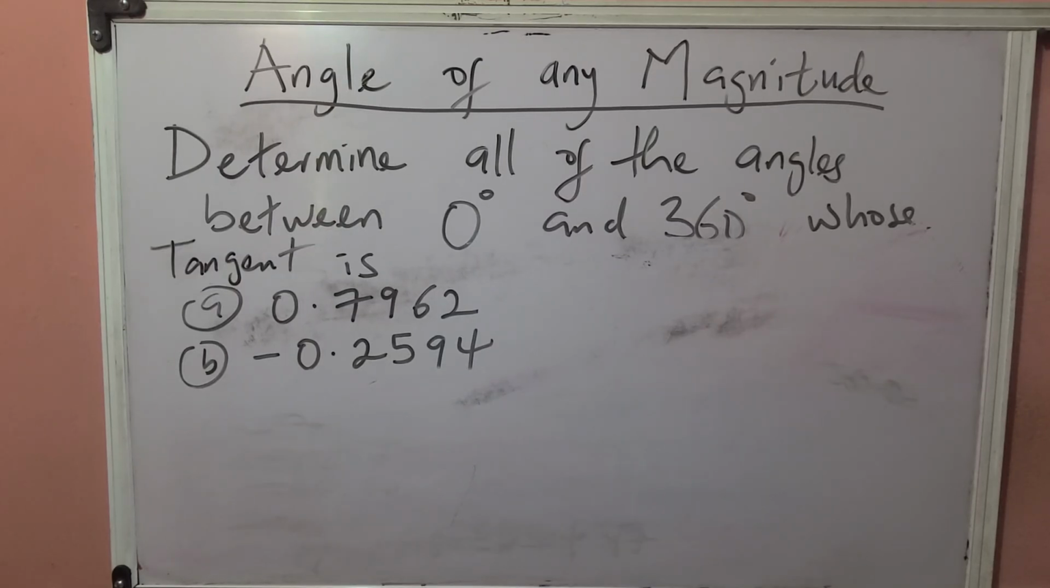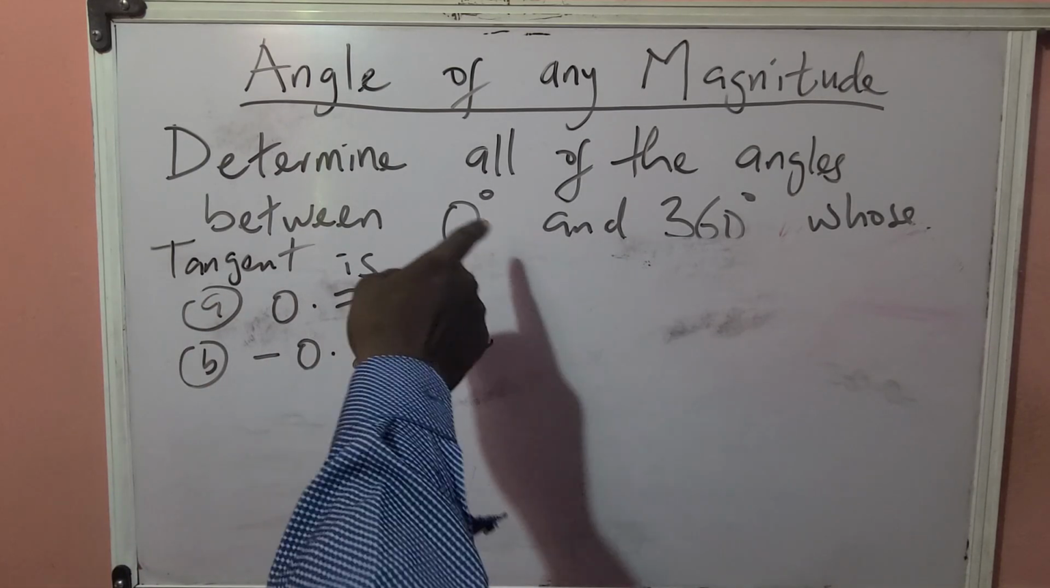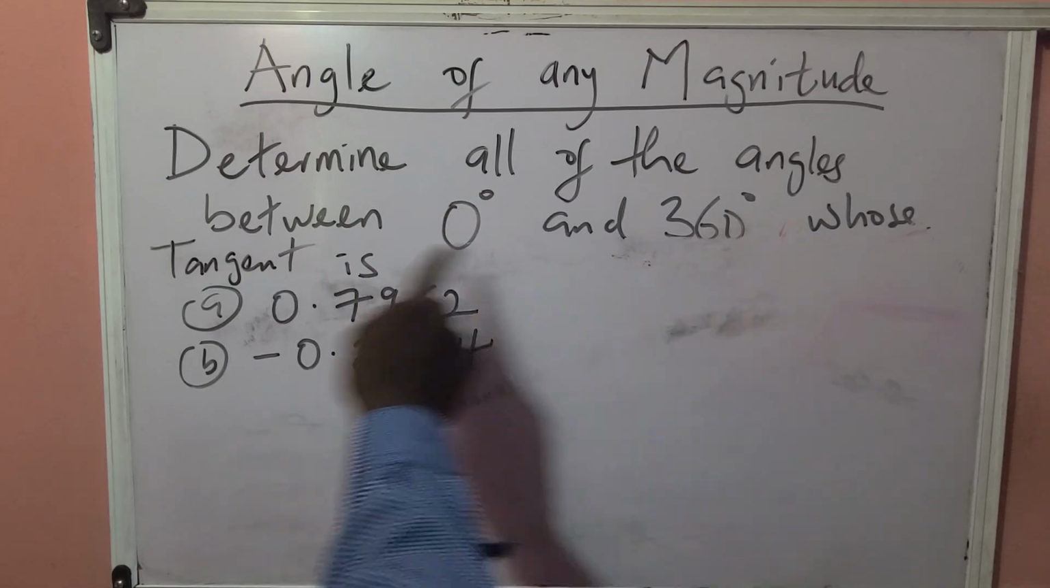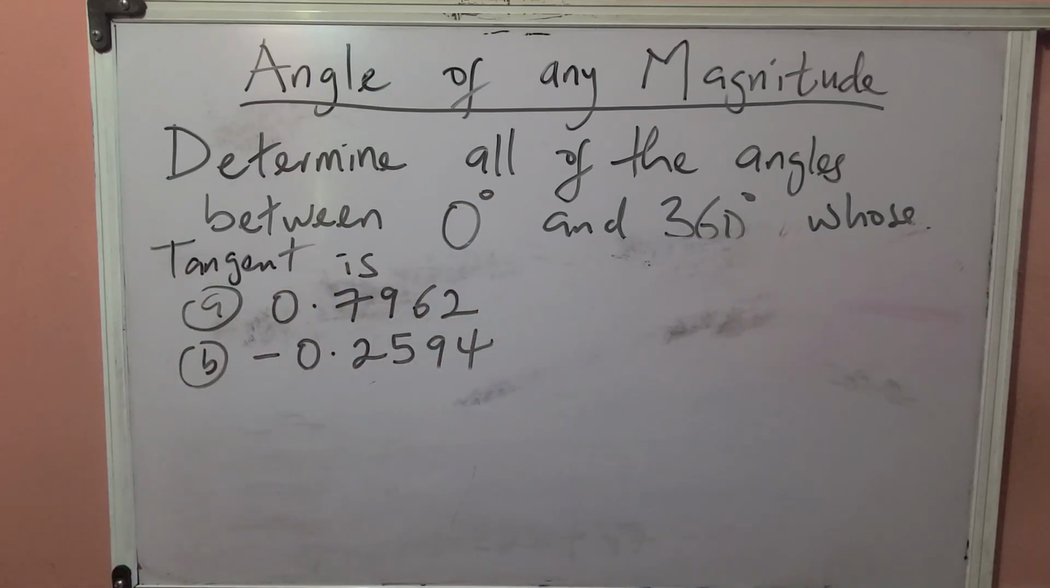All right, I would love you to attempt this question and give me your values in the comment section below. It's the same question, but in this case, the question is for you to find the angles between 0 degrees and 360 whose tangent is these two particular values.